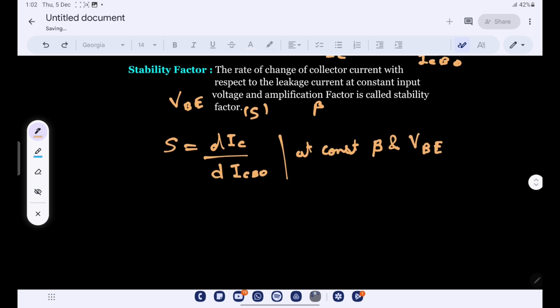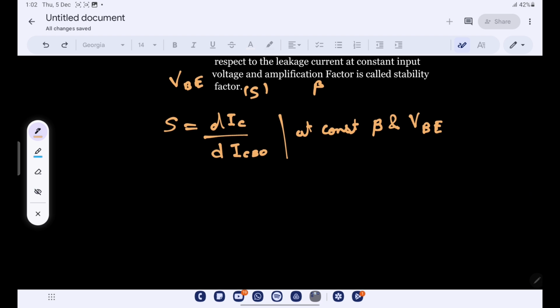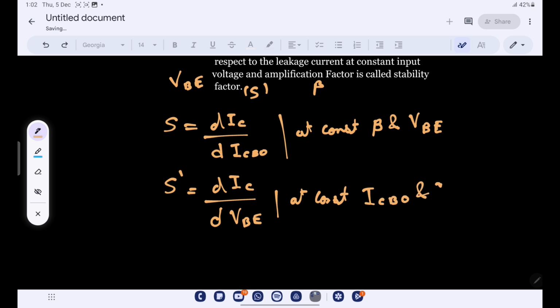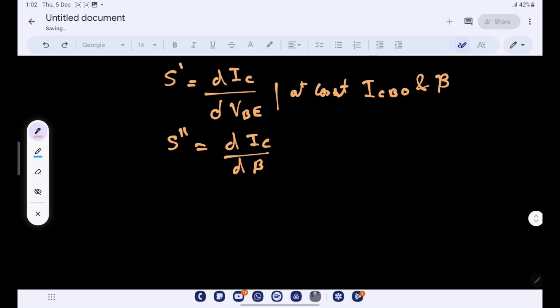There are also two other expressions which denote the stability factor. First is S dash, which is the small change in IC divided by small change in VBE at constant ICBO and beta. The third term is S double dash, which is the small change in IC divided by a small change in beta at constant ICBO and VBE.